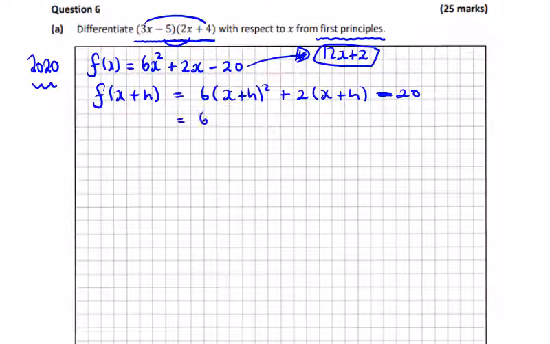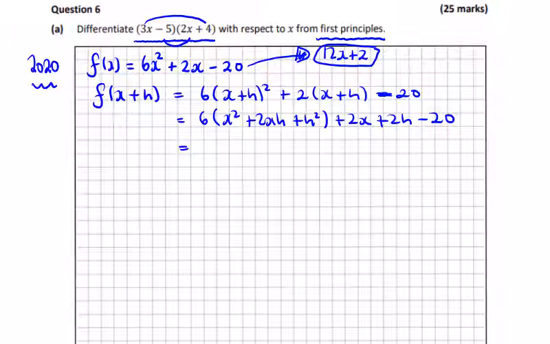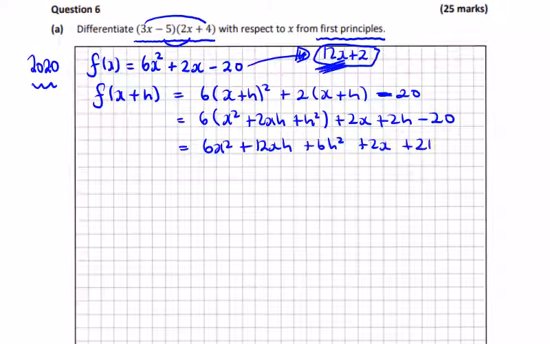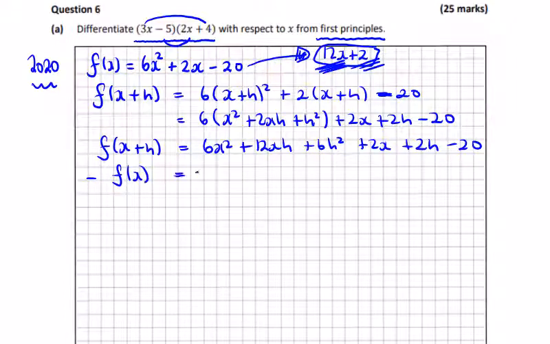So f of x plus h is 6 times x squared plus 2xh plus h squared, plus 2x plus 2h, minus 20. And getting rid of the bracket, we get 6x squared plus 12xh plus 6h squared plus 2x plus 2h, so my 2 is going to come from the 2h, minus 20. So this is f of x plus h. We have to take away f of x, so minus f of x is equal to minus 6x squared minus 2x, line them up, and plus 20.